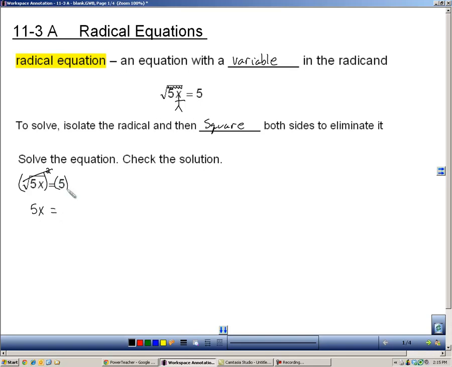But what we do to one side, we also have to do to the other. 5 squared is 25, and now you can isolate the x just like you normally would. In this case, divide by 5, and so x equals 5. So that's how you solve a radical equation. You first isolate the radical, then you square both sides to get rid of the radical, and then you just isolate the unknown.